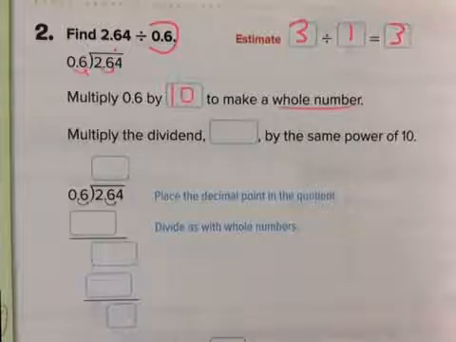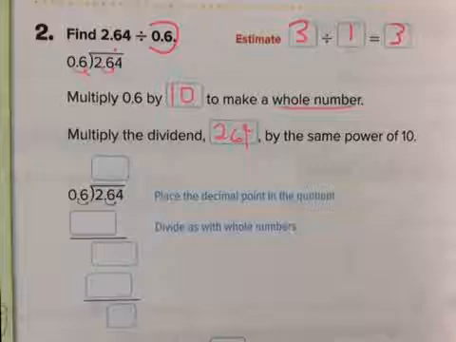That's the only way we can get the decimal to move to the right, by multiplying it by 10, to get it to move one place to the right. And then multiply the dividend by the same power of 10. The dividend, this dividend that we have here, the 2.64, we're going to multiply it by 10.